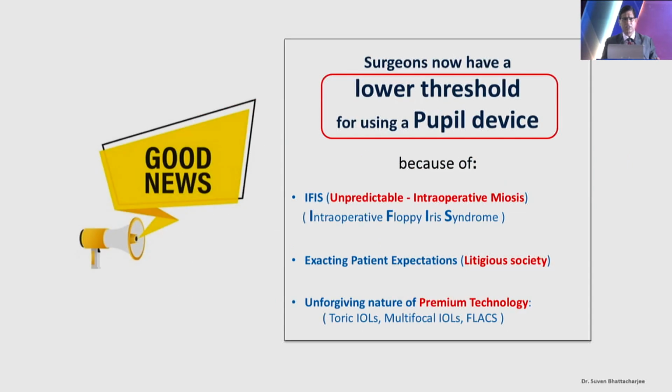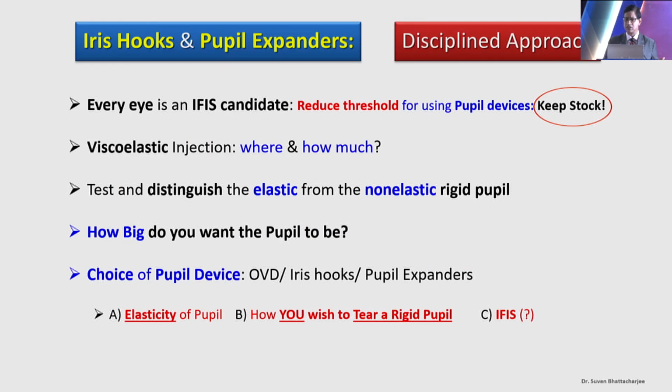The good news is that more and more surgeons have reduced their threshold for using a device because of the unpredictability of IFIS and the exacting patient expectations. It's a litigious society now. And we do know that premium IOLs can be very unforgiving. So you don't want to take chances.